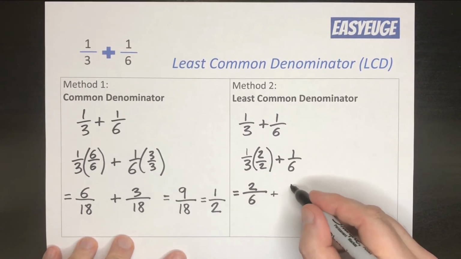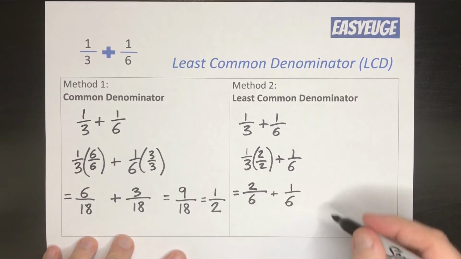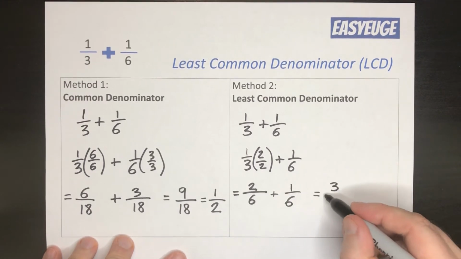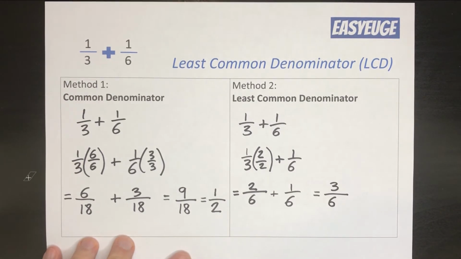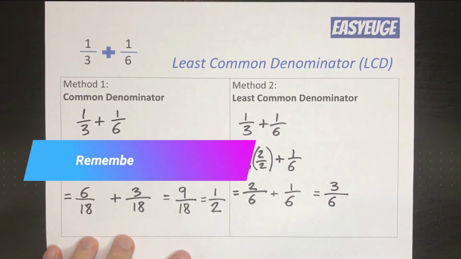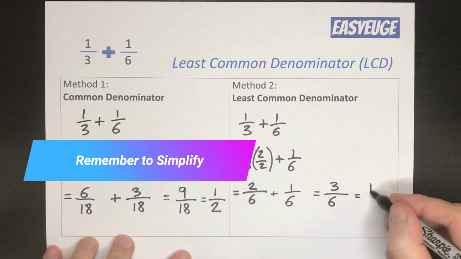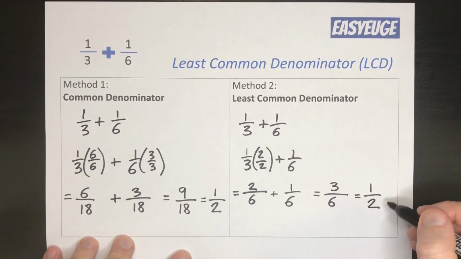And now let's simply add on my 1 over 6. The numbers on the bottom are the same, so we can now simply add. 2 plus 1 is 3. And 6 on the bottom, the answer is 3 over 6. And again, let's look for an opportunity to simplify. 3 divided by 3 is 1. 6 divided by 3 is 2. 3/6 is the same as 1/2.